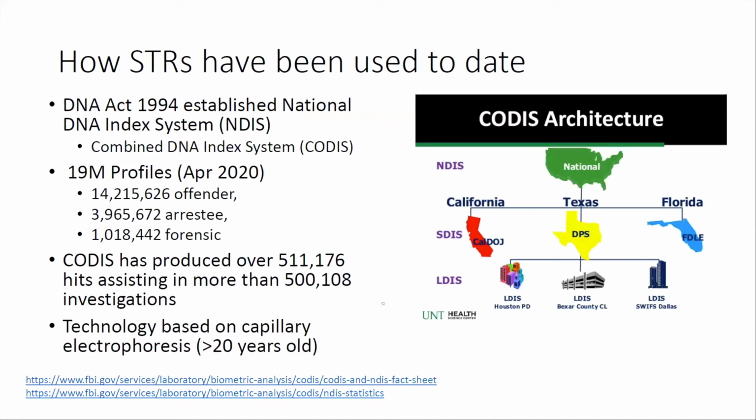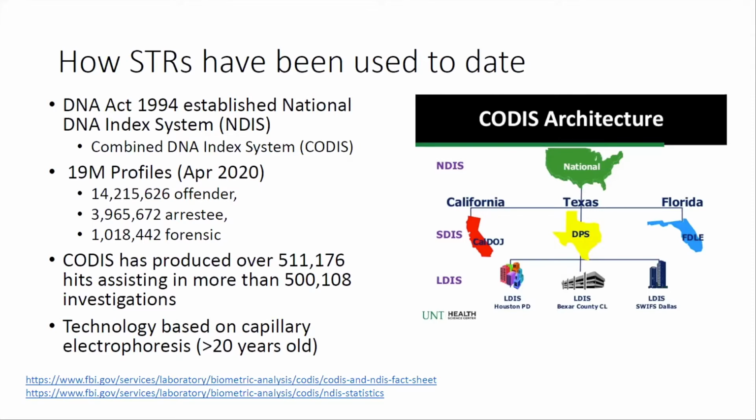And when we look at what's been done to date in the forensic space, back in 1994, there was federal legislation passed that established the National DNA Index System. And the overall platform that runs that's called CODIS. CODIS runs at the local level, as you see in the picture on the right, and then up through each state that manages their own part of the index, and then up to the national level, which is managed by the FBI.